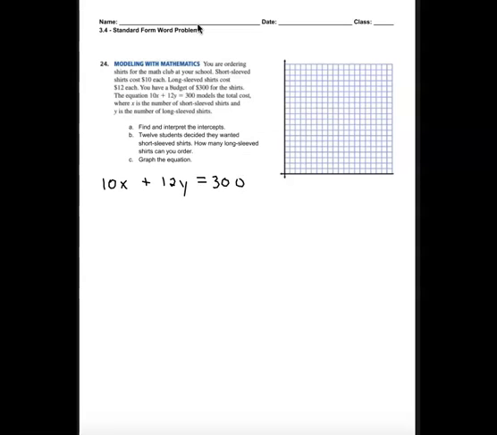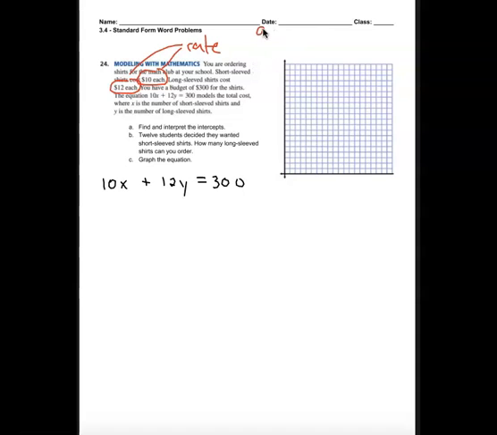How do you know that this was a standard form if they didn't give you this equation? The clue is in the $12 or the $10 each, right? Cost $10 each. That's a rate. That's a rate of change or a slope. And then the long sleeves cost $12 each, which is another rate. So here's two rates that they're giving you here, right?